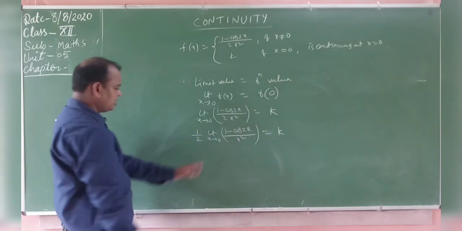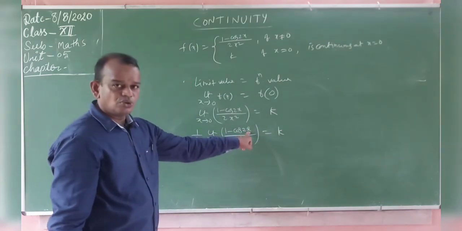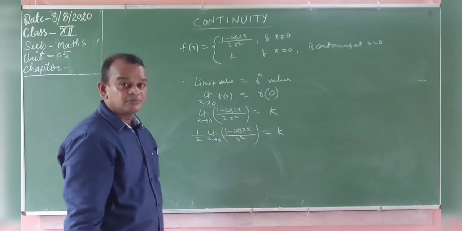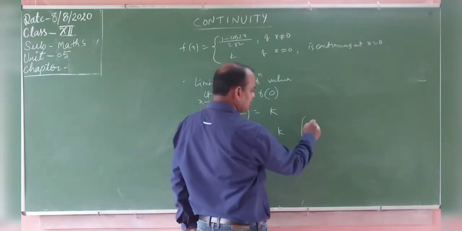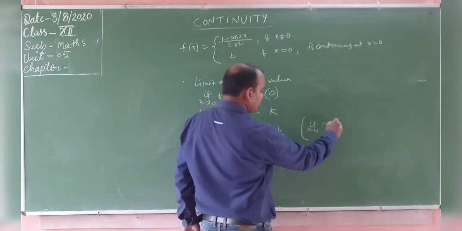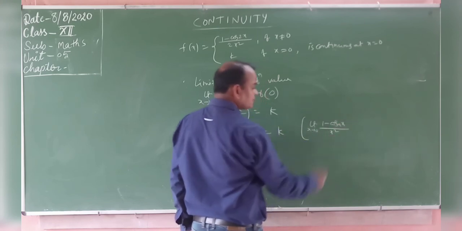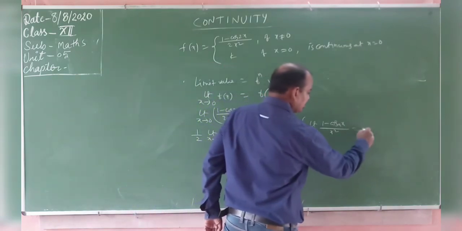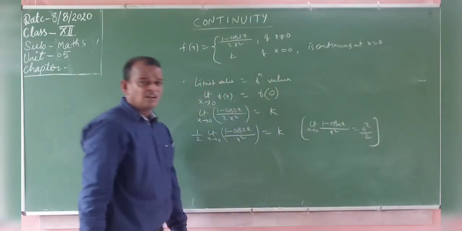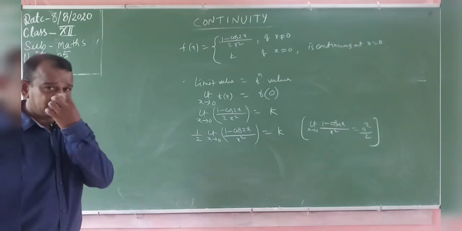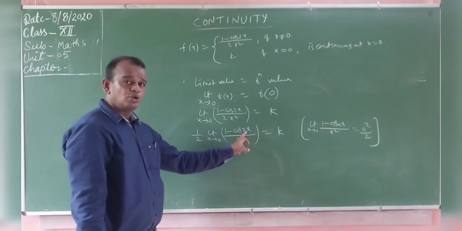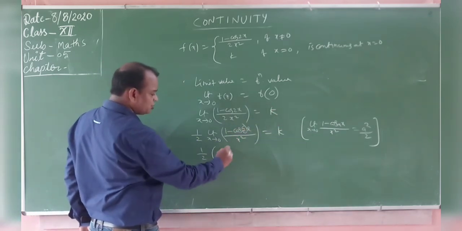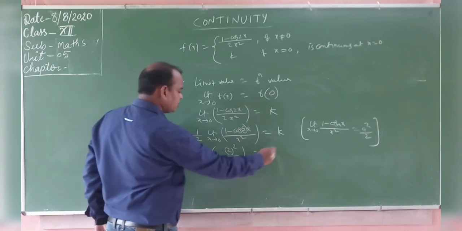Observe that, applying the limit 0, cos of 2 into 0 is cos 0, which is 1, and 1 minus 1 is 0, so 0 by 0, an indeterminate form. But we have one formula, which I already explained: limit x tends to 0 of (1 minus cos ax) by x square. What is the formula of this one? That is nothing but a square by 2. Here a value is 2, so 1 by 2 into 2 square by 2 is equal to k.